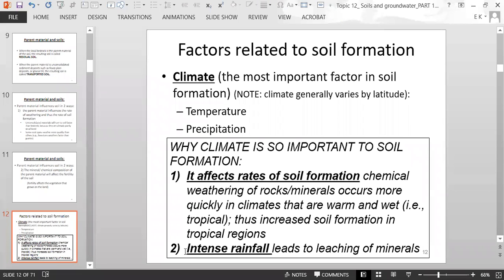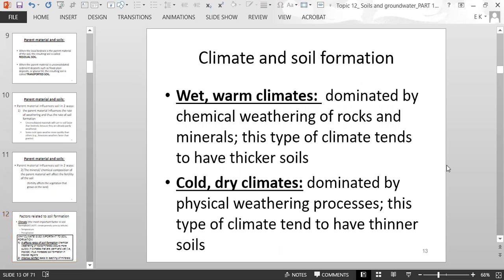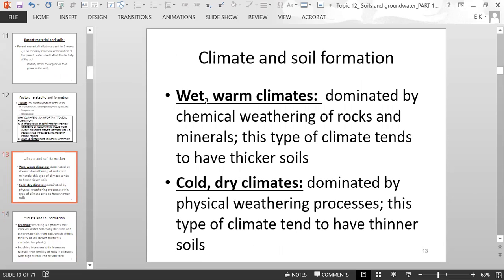Also, climates with intense rainfall lead to leaching of minerals. And we'll talk about what leaching means a little bit later. But it's generally when you have a lot of rainfall, the water goes through the soil and picks up soluble materials and carries them away. And that affects soil. Again, we'll talk about that a little bit more in a few minutes.